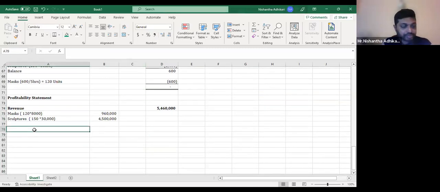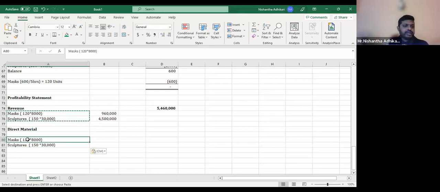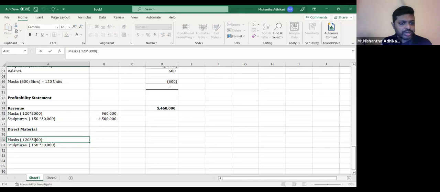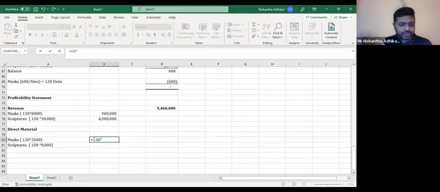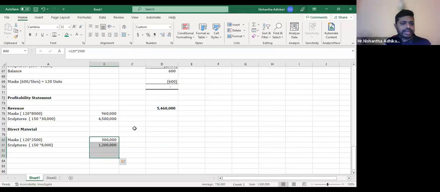Then deduct direct material. That is the only variable cost, remember, right? Direct material. Now mask, 120 units you have manufactured, material cost per unit is 2,500. Sculptures, 150 units, material cost is how much? It is 8,000, right? We will work out the value: 120 into 2,500 and 150 into 8,000. Right, that is the total direct material cost.